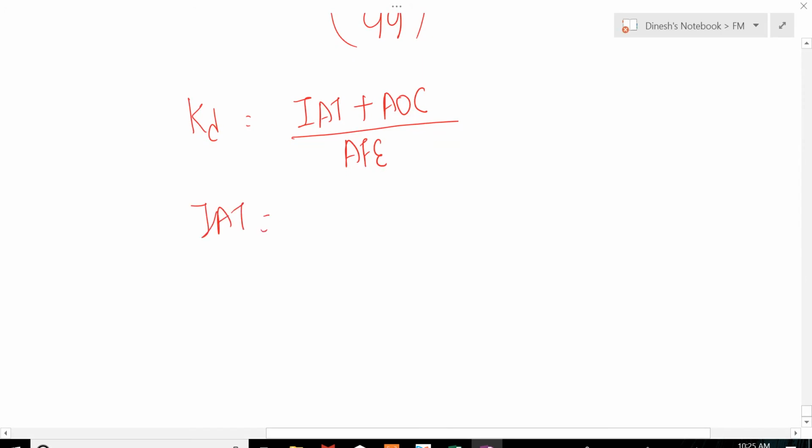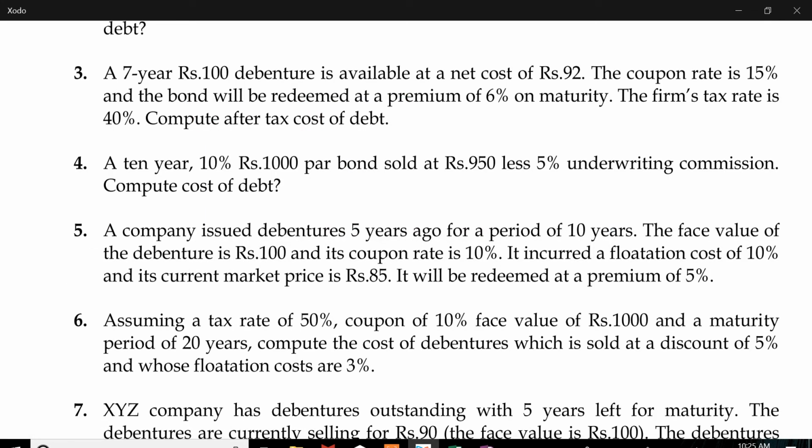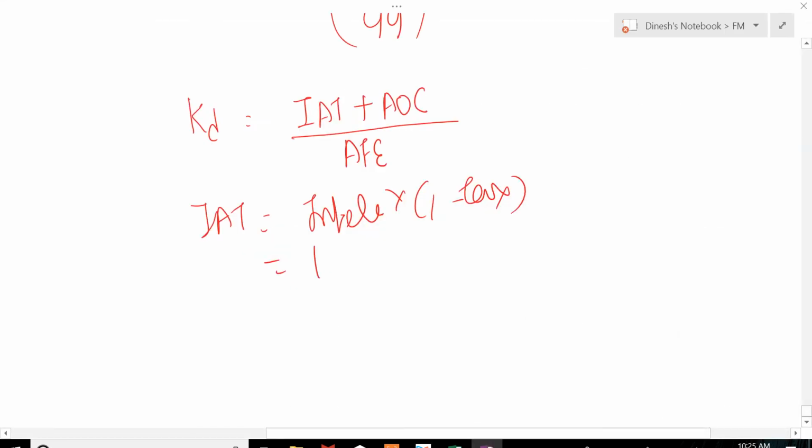IAT equals interest into 1 minus tax. It's not necessary, the main formula alone is critical, other things even if you don't show it, it's fine. What is the interest? 10% on 1000, 100 into 1 minus 0.3, 70.